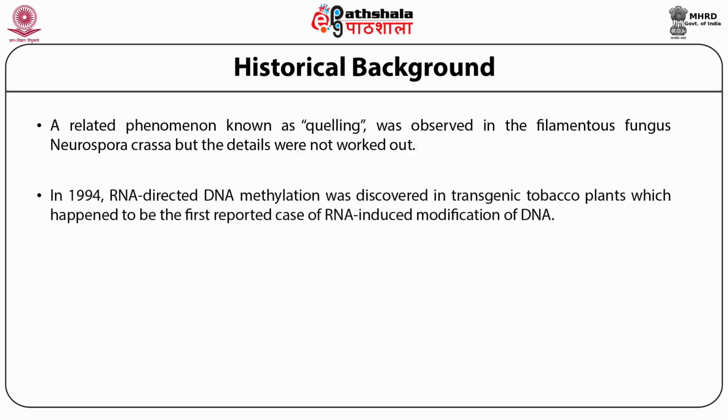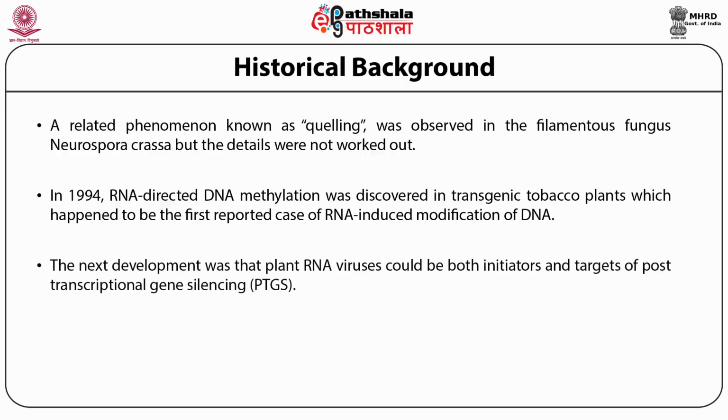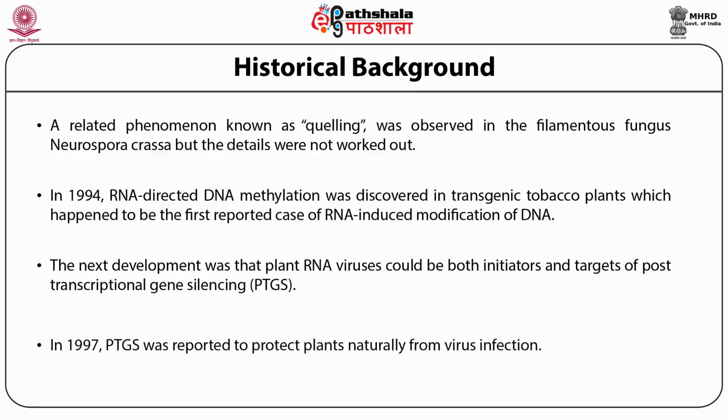In 1994, RNA-directed DNA methylation was discovered in transgenic tobacco plants, which happened to be the first reported case of RNA-induced modification of DNA. The next development was that the plant RNA viruses could be both initiators and targets of post-transcriptional gene silencing. In 1997, PTGS was reported to protect plants naturally from virus infection. Thus, by the year 1998, when RNA interference was reported, the plant scientists had already documented the following. First, a sequence-specific RNA degradation, also known as PTGS.